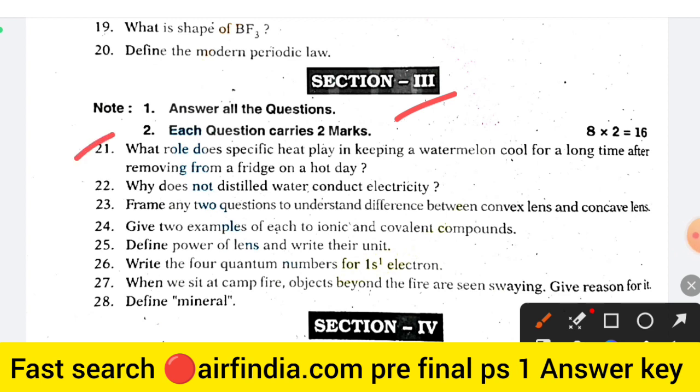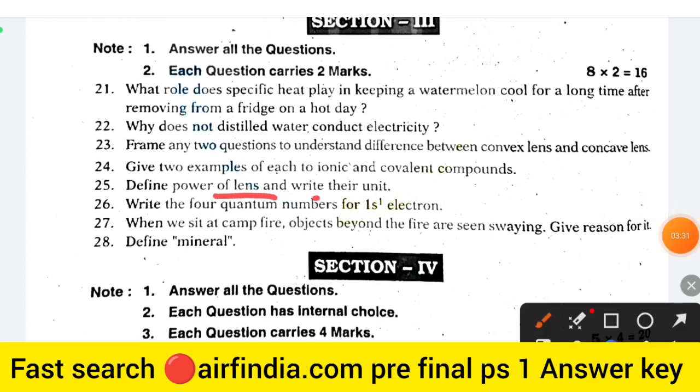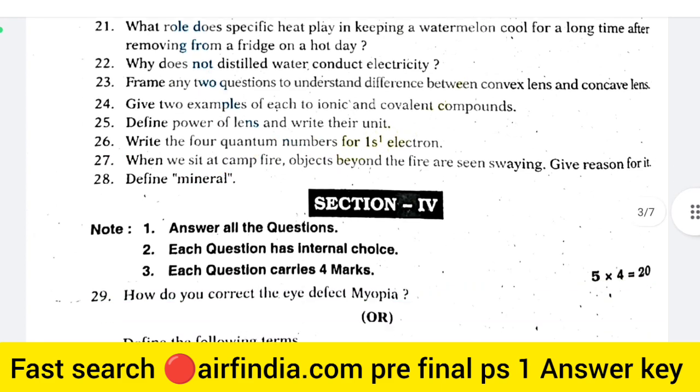Section third. Question 21: What role does specific heat play in keeping a watermelon cool for a long time after removing it from a fridge on a hot day? Why does distilled water not conduct electricity? Frame any two questions to understand the difference between convex lens and concave lens. Give two examples each of ionic and covalent compounds. Define power of a lens and write its unit. Write the 4 quantum numbers for the 1s1 electron. When we sit at a campfire, objects beyond the fire are seen shaking, give a reason for it.